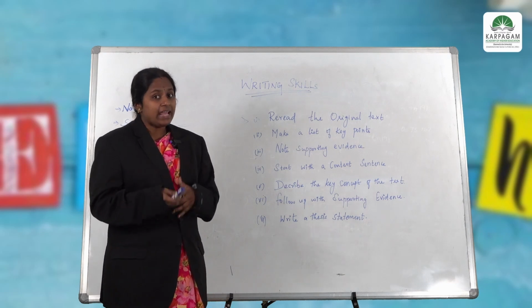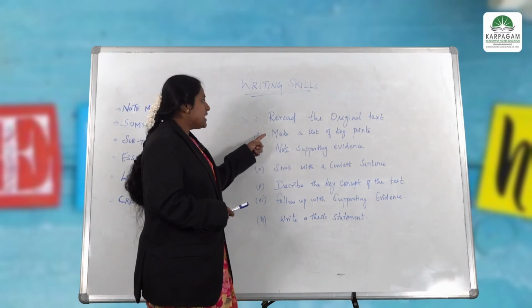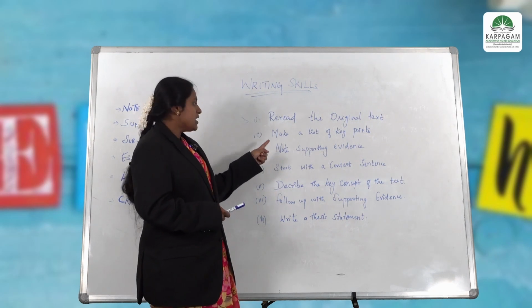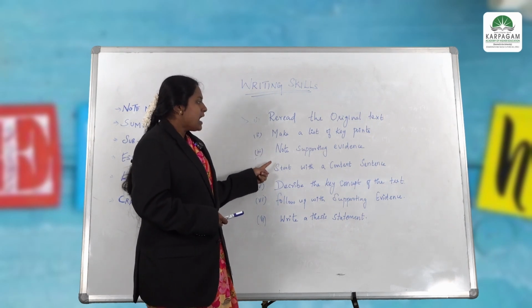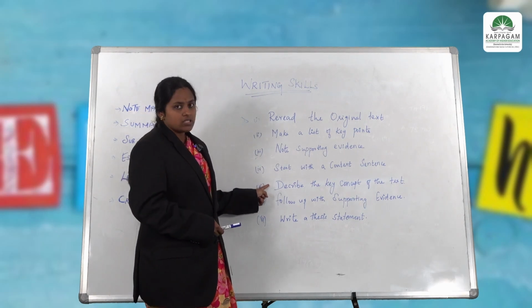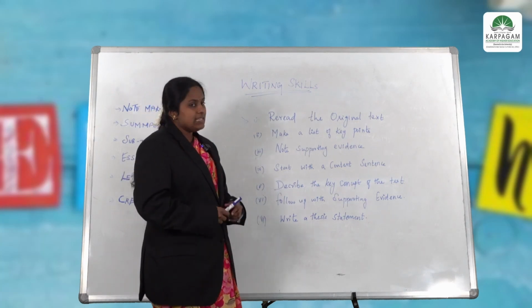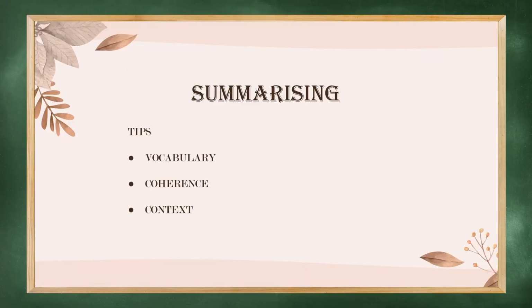The first, I again repeat that you should follow: rewrite the original text and then make a list of key points and note the supporting evidence, and start with the context sentence and describe the key concept of the text, and follow up the supporting evidence and write a thesis statement. As a supporting element for this topic of summarizing, I would like to give some tips on how to make your summary in a better and the best way, and this you should follow to write a summary.